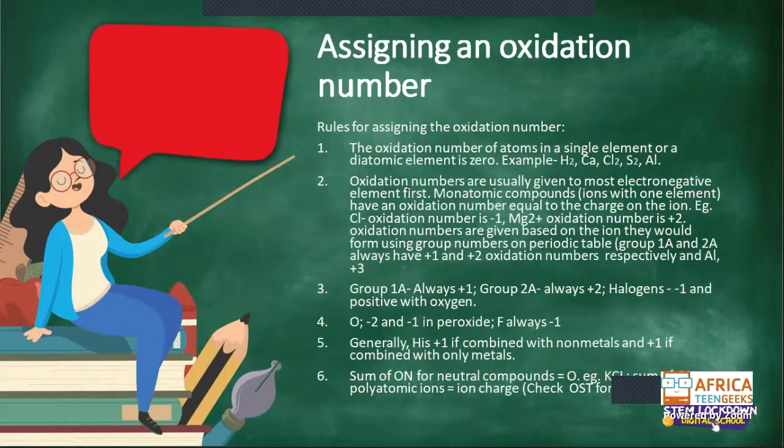Number one for assigning the oxidation number is that the oxidation number of atoms in single elements or diatomic elements is zero. What does it mean by single elements? Single elements means, for example, calcium or hydrogen or Zn. Those are elements that are standing on their own. They are not bonded to anything. Their oxidation number will always be zero.